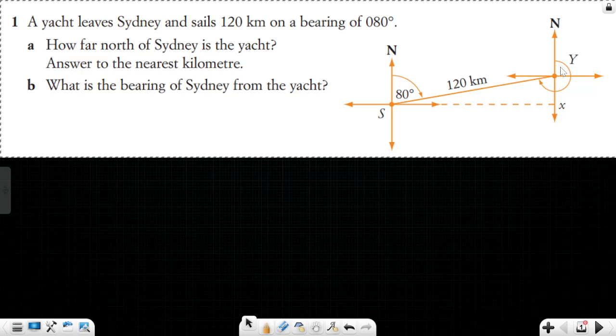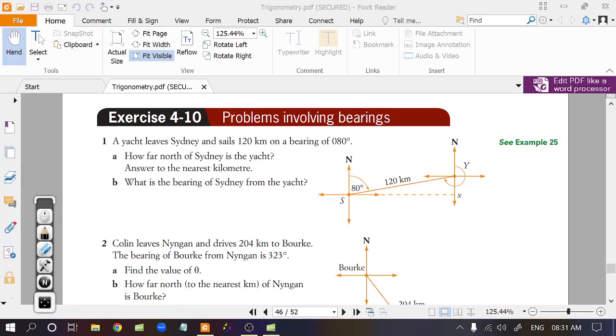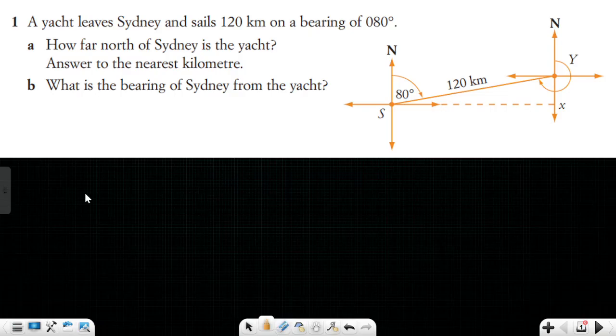See, this is Exercise 4.10, the first question. What is the question? A yacht leaves Sydney and sails 120 kilometers on a bearing of 80 degrees. Okay, fine. He has shown that in the diagram, a bearing of 80 degrees. How far north of Sydney is the yacht? Okay, I think some place in Australia. How far north of Sydney? Answer to the nearest kilometer.